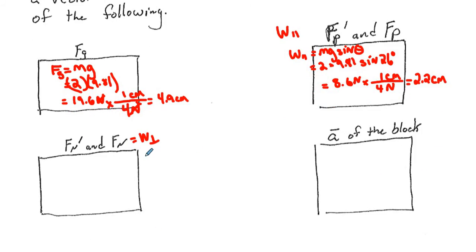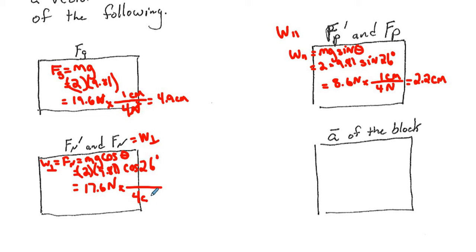My weight perpendicular, which is equal to my normal force, is equal to mg cosine theta. So this is 2 times 9.81 times cosine of 26 degrees. I worked this out to be 17.6 newtons, which scaled at 4 newtons per centimeter works out to be 4.4 centimeters.